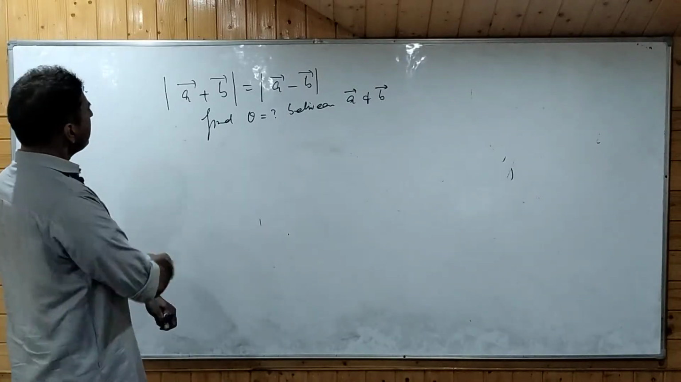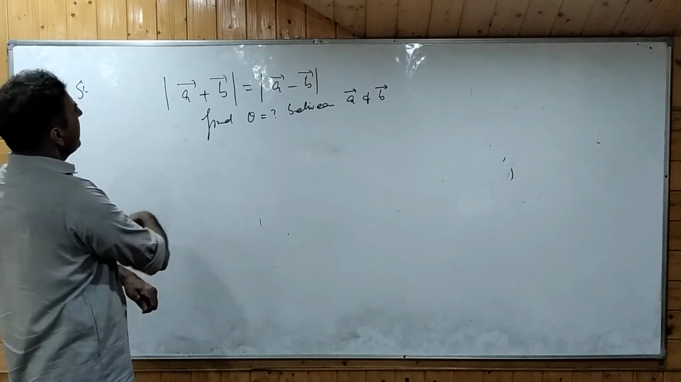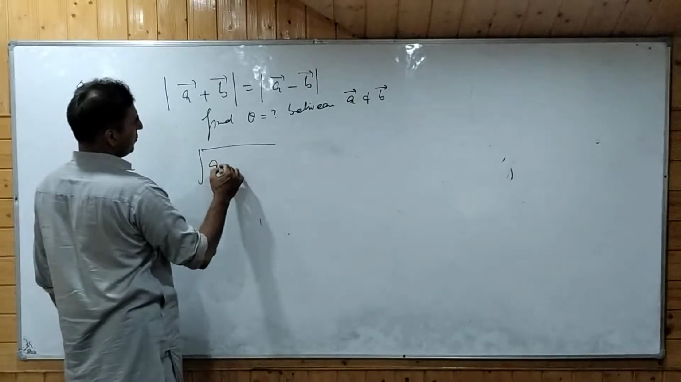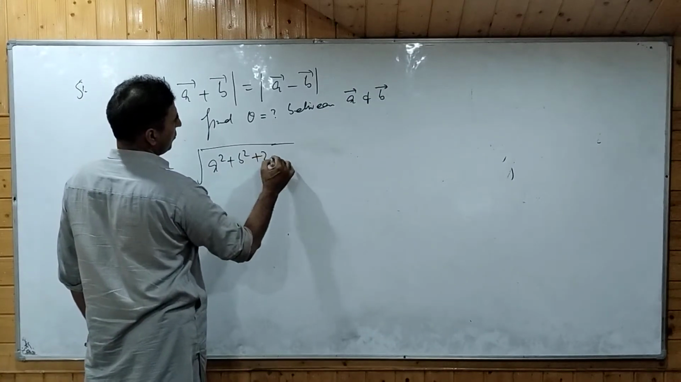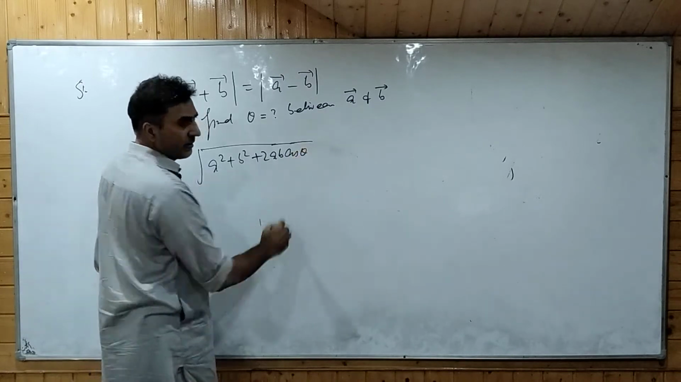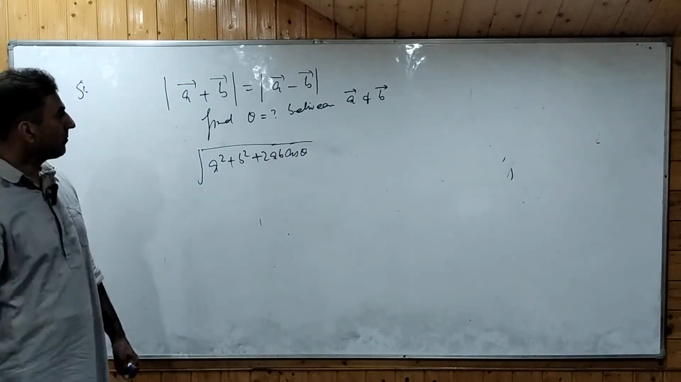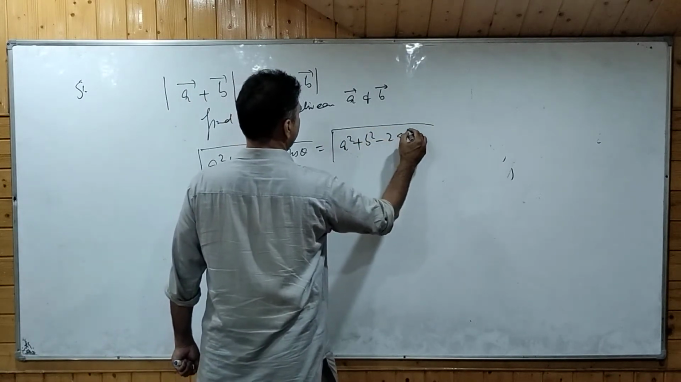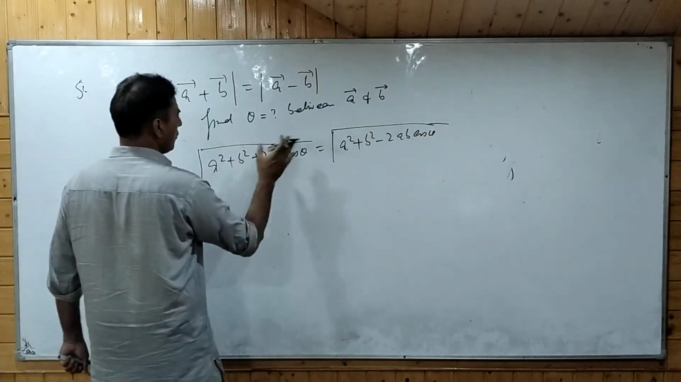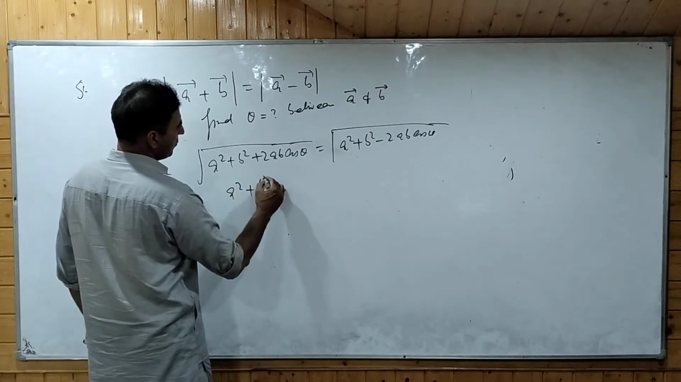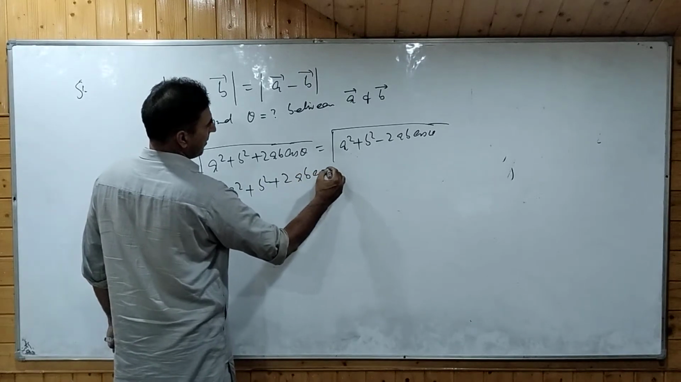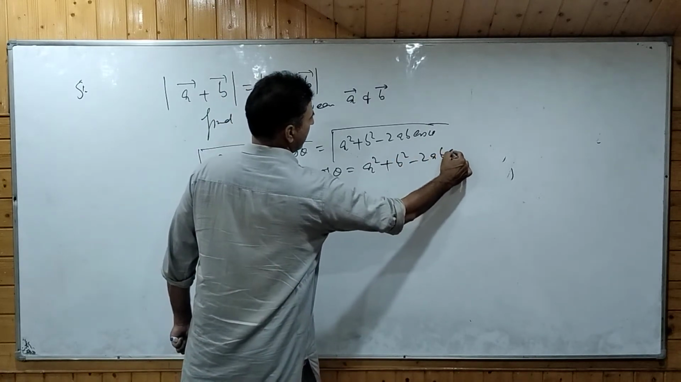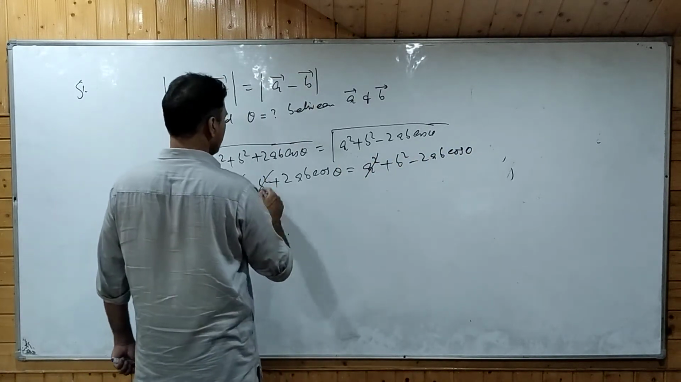So, what should we do? Okay, write the magnitude of this on the left side. There is root of, same as this, A square plus B square plus 2AB cos theta is equal to root of A square plus B square minus 2AB cos of theta. Squaring, root will go, it will be A square plus B square plus 2AB cos theta is equal to A square plus B square minus 2AB cos of theta. A square goes off, B square goes off.